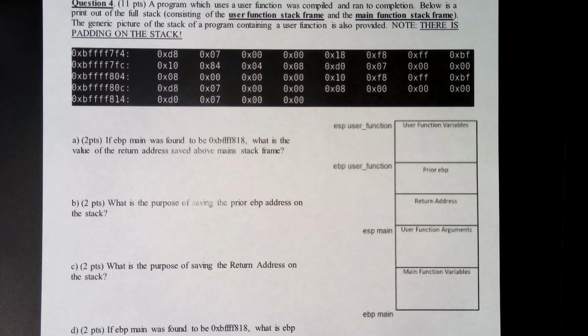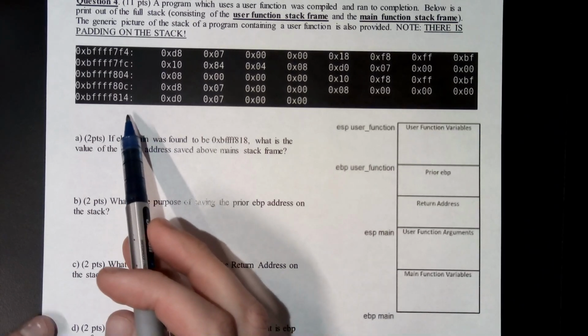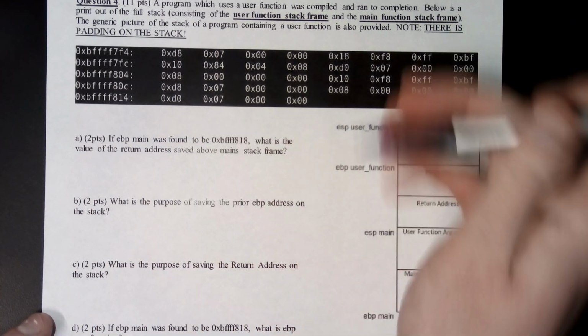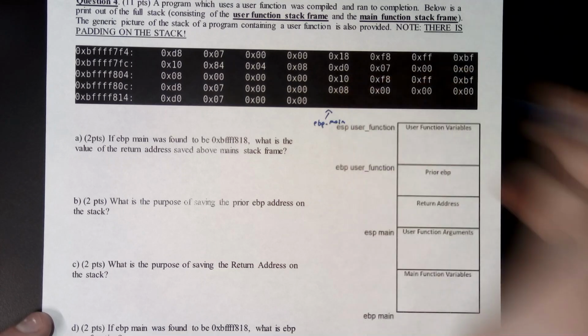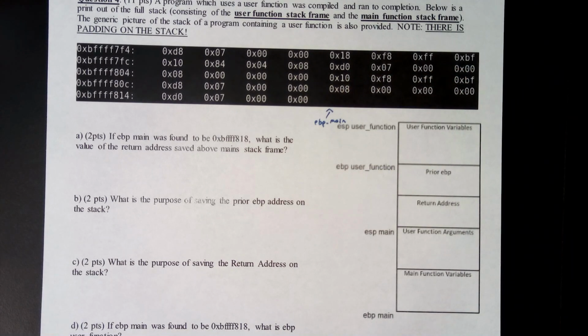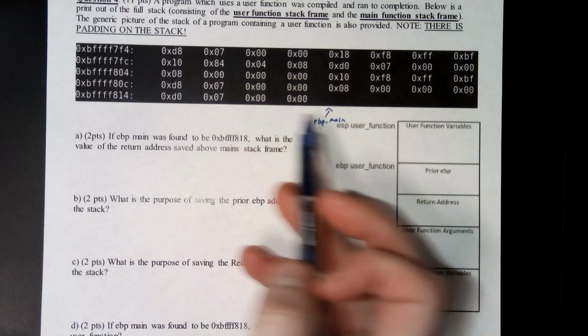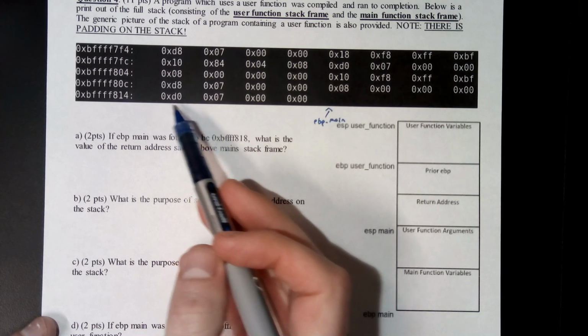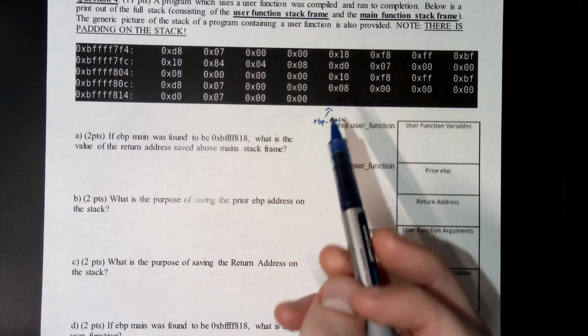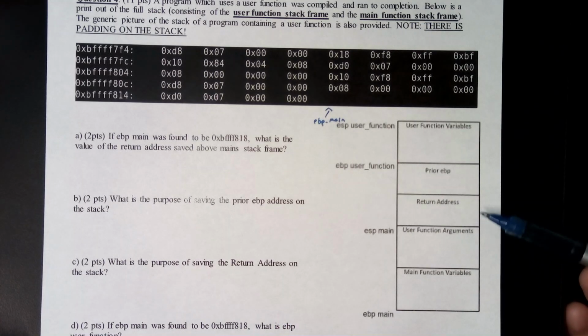To start, part A says, if EBP main was found to be BFFF F818, what is the value of the return address saved above main's stack frame? We know that main's stack frame starts at 818, so it's pointing to that byte. EBP main is usually a garbage value, but then the data for main would start here. So main function's variables start right in there, and then we know that there are some user function arguments, a return address, and prior EBP.